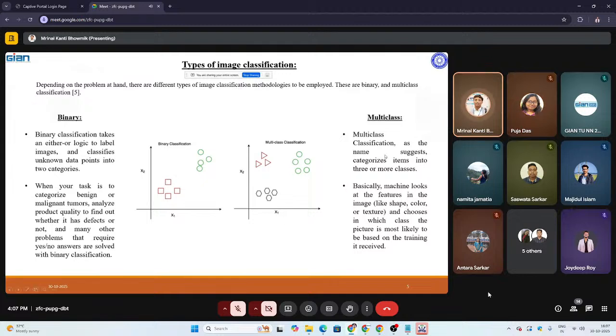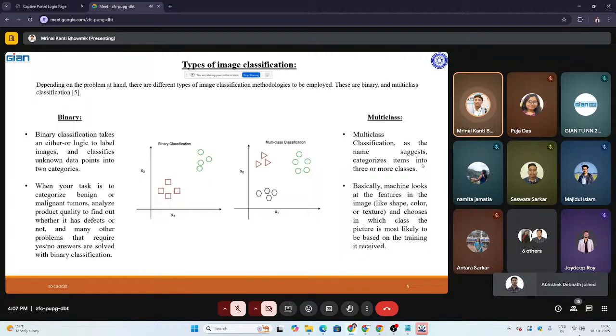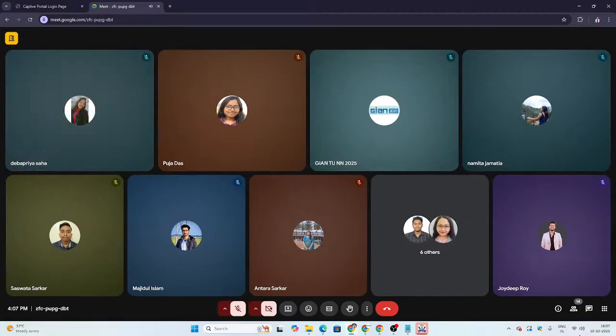So multi-class classification, as the name suggests, categorizes items into three or more classes. As I have already said, more than two classes could be considered multi-class classification. Like here in the image, you can see that there are three classes.